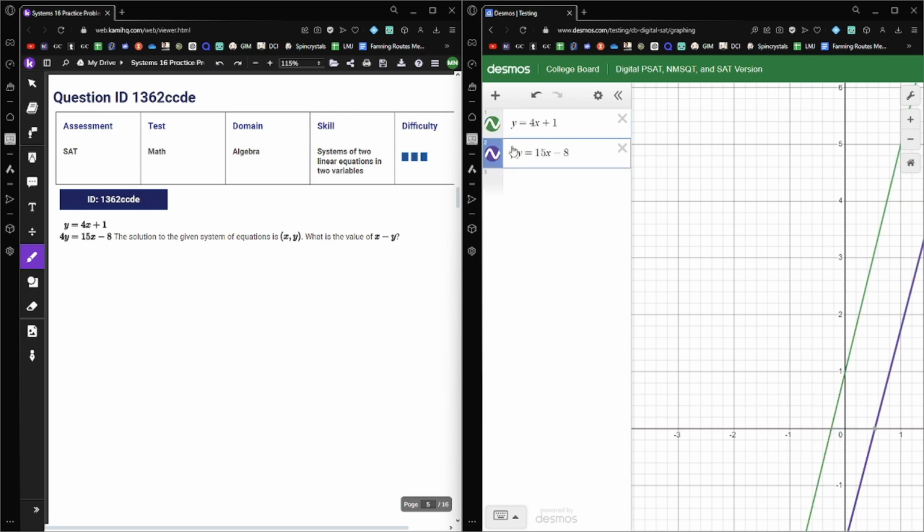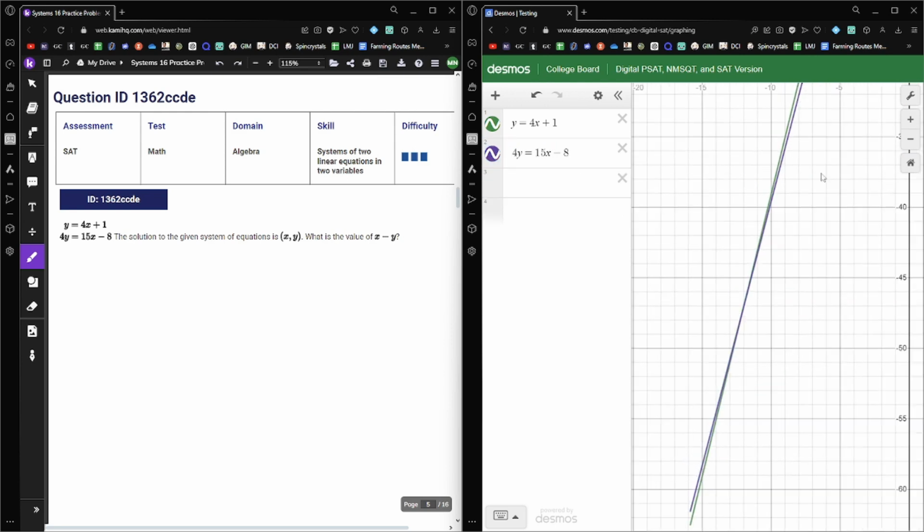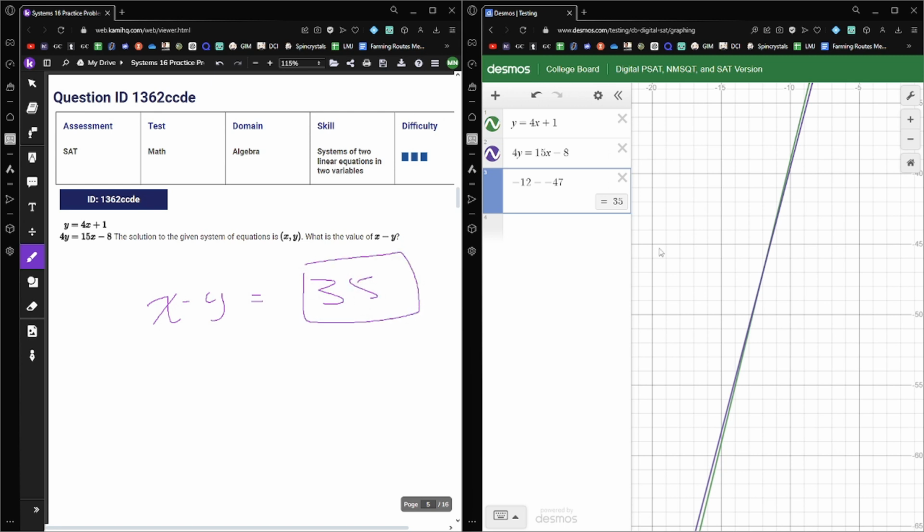Oh, that's 4y. Oops. Now we're gonna look at our intersection. Hold on. Okay, there it is. Right here. Negative 47 and negative 12. I don't know why I said that backwards. Anyways, they want x minus y, so all I'm gonna do is negative 12. Hold on, I already forgot what it was. Minus negative 47. And our answer is 35, so x minus y is equal to 35. Boom, just like that. That's so easy. That takes like 30 seconds to do.